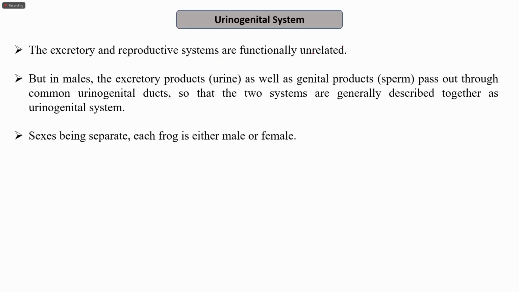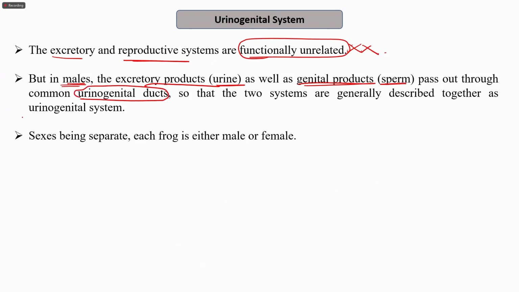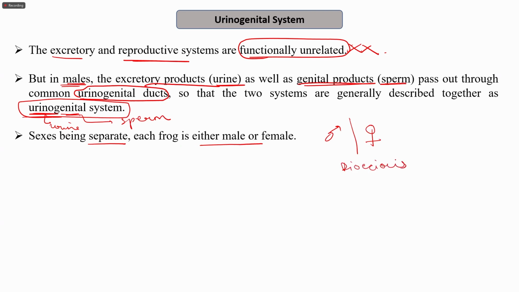The next is the urinogenital system. The excretory and reproductive systems are functionally unrelated. But in males, the excretory product, that is the urine, as well as the genital product, which is the sperm, passes out through a common urinogenital duct. Therefore, these two systems are together called the urinogenital system. Urino for urine, genital for genital products like sperm. Sexes are separate. Each frog is either a male or a female. It is dioecious.